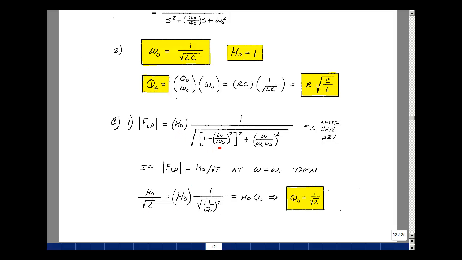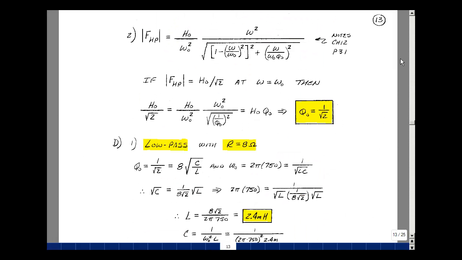When omega equals omega naught, I get 1 minus 1. That's going to be equal to 0. And when omega equals omega naught, I just had to have 1 over Q naught squared square root. The square and the square root cancel. I get a Q naught in the numerator times H naught. The H naughts cancel, and I then get that Q naught is equal to 1 over the square root of 2. Let's do the same for the magnitude of the high-pass transfer function.